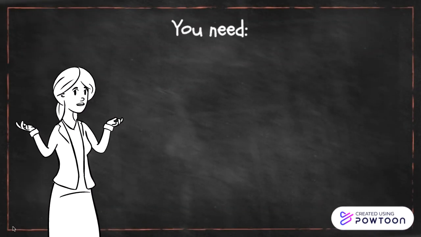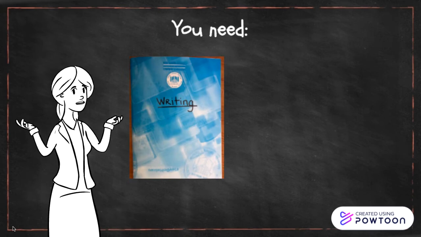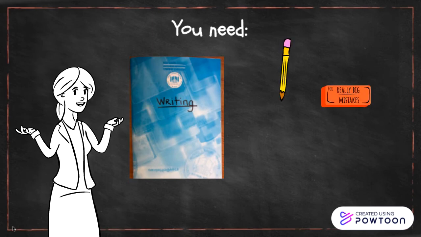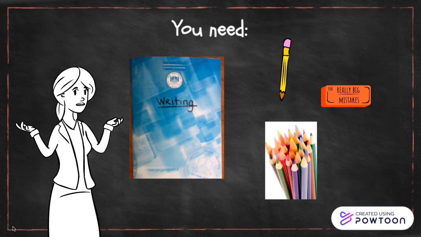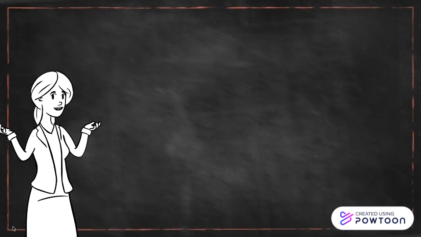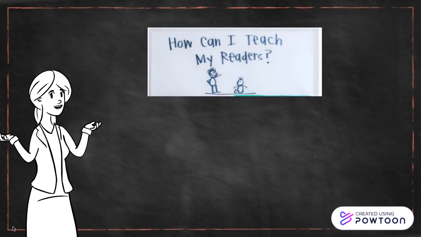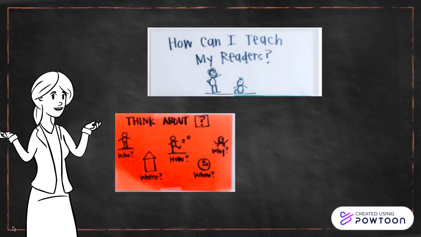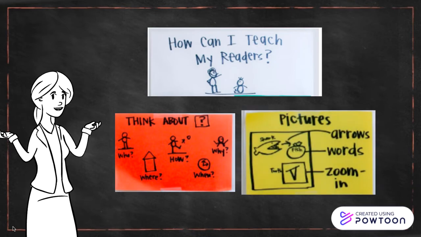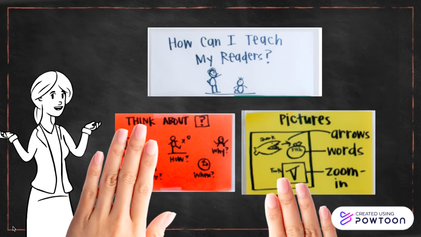Writers, for this lesson you need your writing copybook, your pencil, your eraser, and color pencils. So, how can you teach your readers? You have to think about when you write in who, where, how, when, and why. And in this lesson, we learned that we must use pictures. So you have to use arrows, some words, and zoom in.